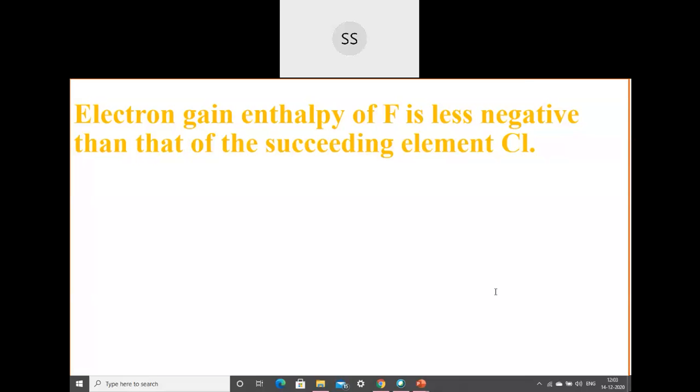The concept which I left in the last class. Okay, from here, the electron gain enthalpy of fluorine is less negative compared to the succeeding element, that is chlorine. So I was explaining this particular concept in the last class, a revision one.